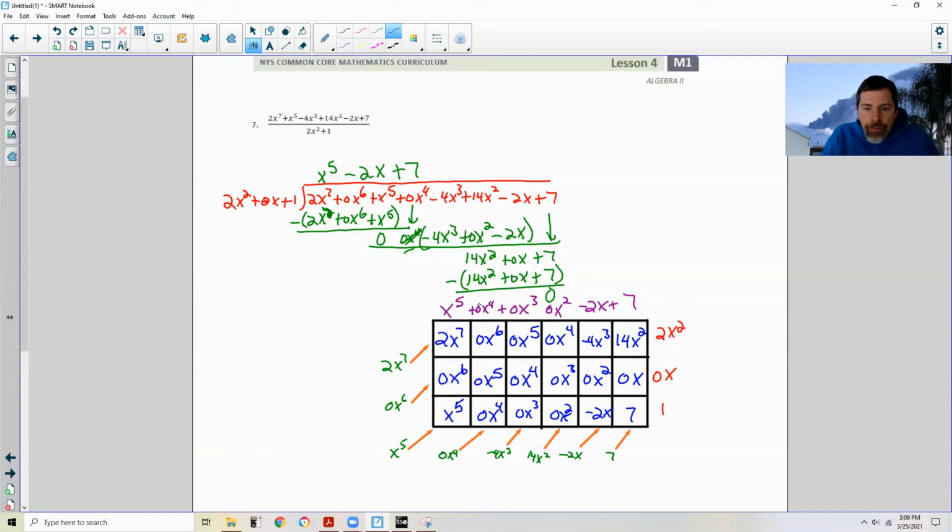So we have x to the 5th. Ignore these, minus 2x plus 7, and that is what we got. See, these can just go away, and x to the 5th minus 2x plus 7 is what we got here. So that checks.